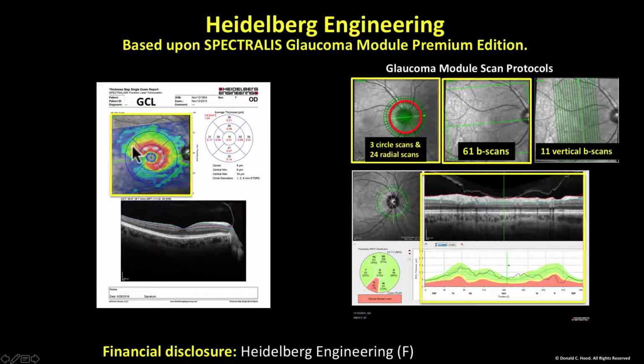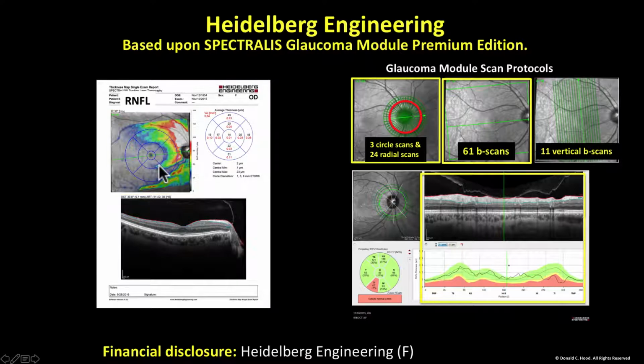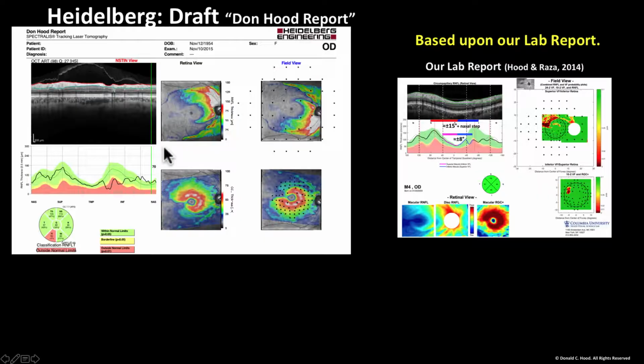Okay, from this we can get ganglion cell layer thickness, and we can get retinal nerve fiber layer thickness. So here's the draft, which I'm not sure what its final name would be, but the working name is the Don Hood Report. Let's take a look at this report and then compare it to our 5 principles.